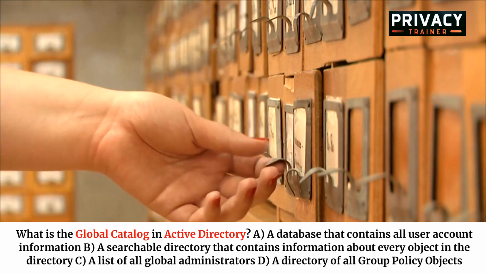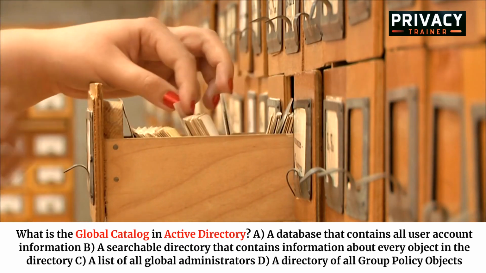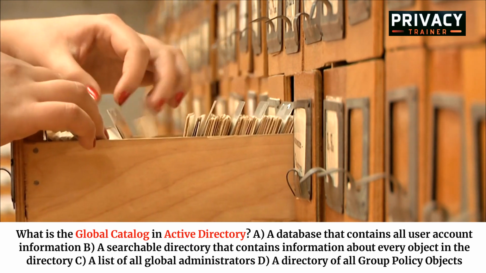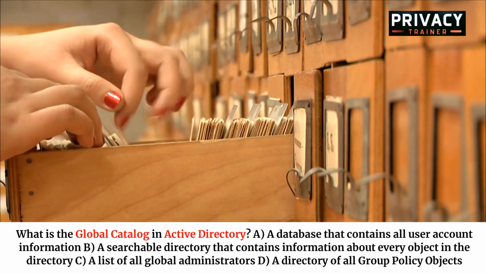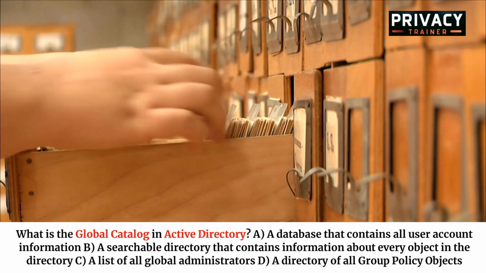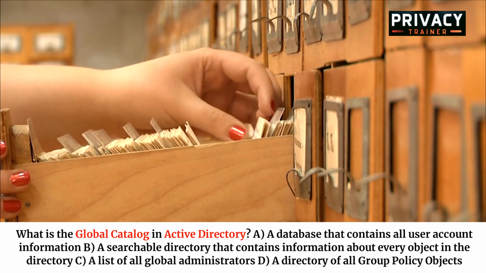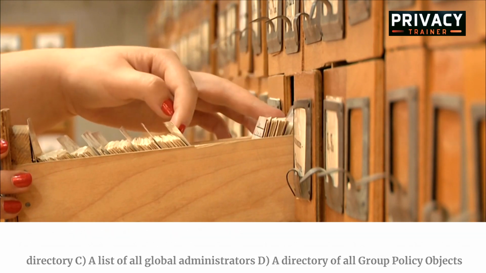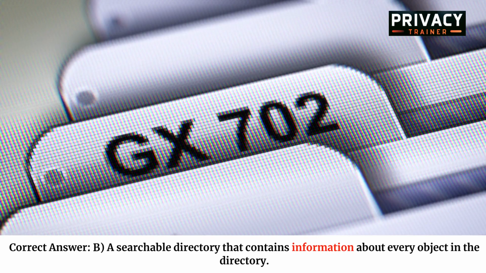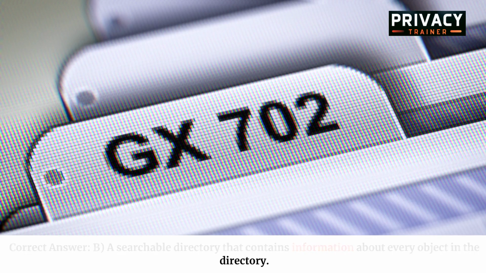What is the global catalog in Active Directory? A. A database that contains all user account information. B. A searchable directory that contains information about every object in the directory. C. A list of all global administrators. D. A directory of all group policy objects. Correct answer: B. A searchable directory that contains information about every object in the directory.